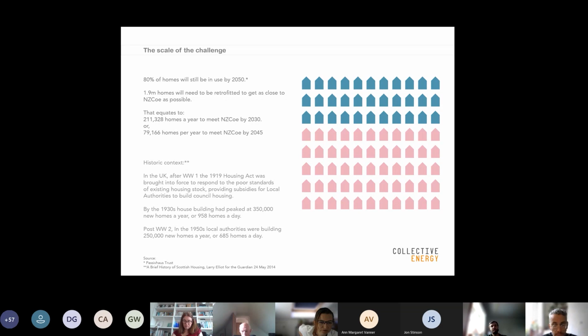the challenge. A bit of historic context. Post World War I, through the implementation of the 1919 Housing Act, there was a peak in house building in the 1930s of 350,000 new homes a year. So that equates to about 958 homes a day. This is across the UK. And then in post-war Britain in the 50s, local authorities were building 250,000 new homes a year, or 685 homes a day. I'm saying that for context, so that we don't all despair. The challenge is great, but I do say it can be met.